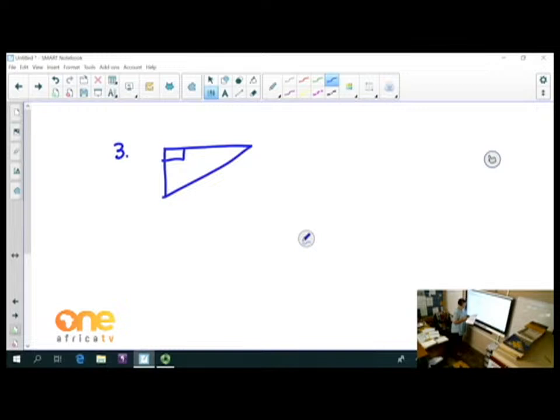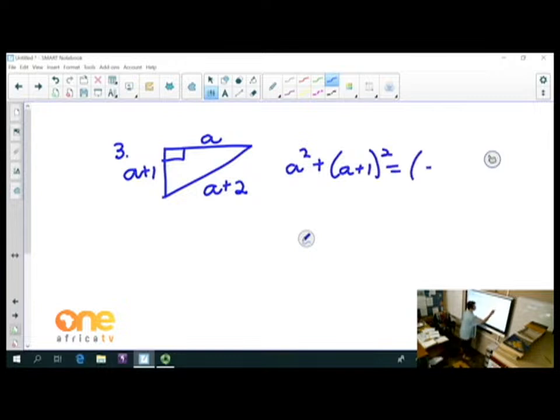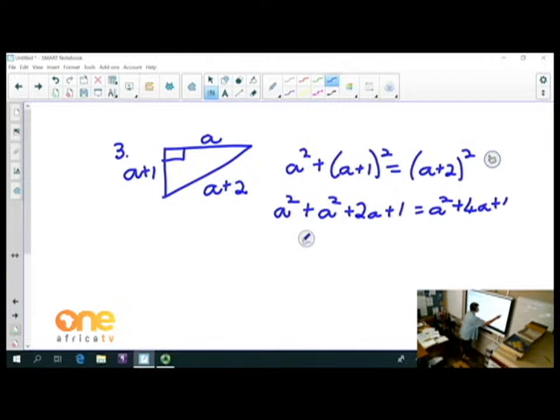Now you have a plus 1, a plus 2, which means this one is the longest side then there. That one is the longest side. And one of them is then a plus 1 and the other one is a. And again, we can find a by using Pythagoras here. So I can say that a squared plus (a plus 1) squared is equal to (a plus 2) squared. So this is a squared plus 2a plus 1, which is equal to a squared plus 4a plus 4.